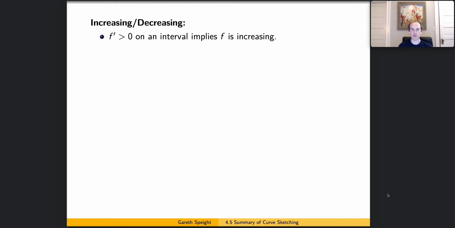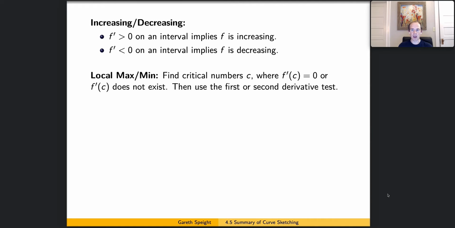Okay, next up, we've seen even more recently increasing and decreasing. So if f prime is positive on an interval, that means f is increasing. If f prime is negative, that means that f is decreasing. If we want to find the local max and the local min, there are 2 steps. So first, we're supposed to find the critical numbers, which are where the derivative is 0 or does not exist. And then depending on what is easier, depending on if we know f prime or if we know f double prime, we can use 2 tests. So there is either the first or second derivative test.